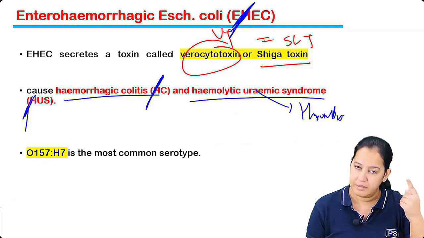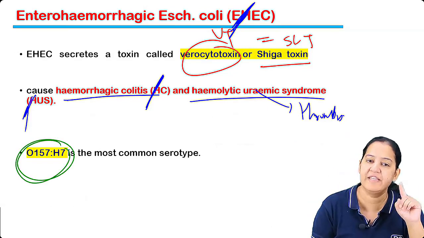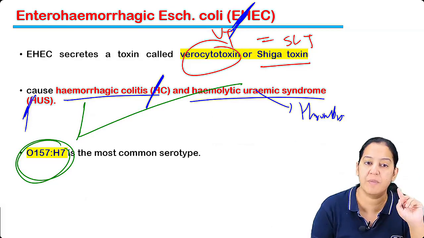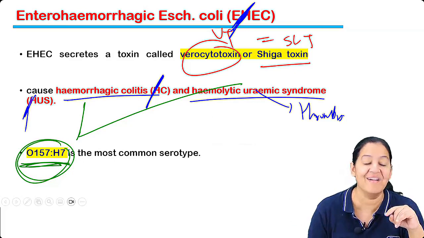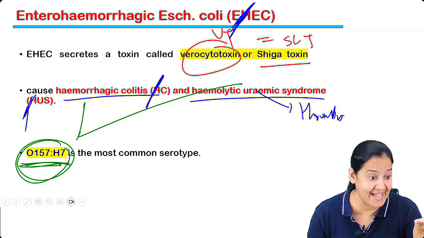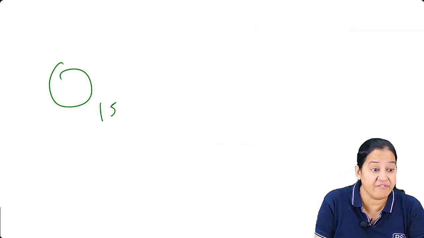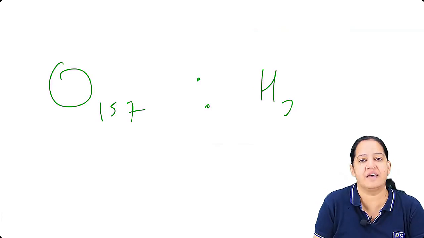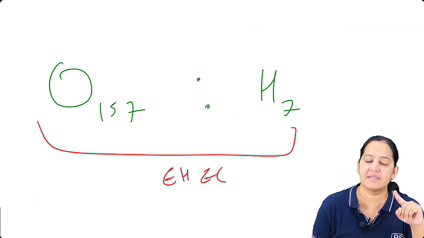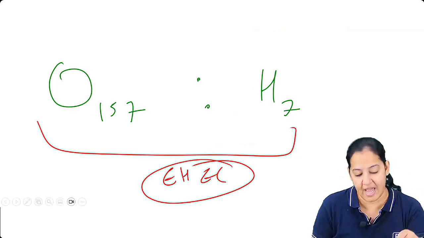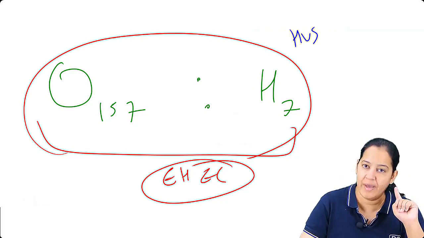Now, there is a special strain. I forgot to tell you which causes these two diseases. These two diseases are caused by O157H7. I told you there are millions of types of E. coli based on O, K, and H. So learn one type. What is the type? O157 and H7. First learn it is a type of enterohemorrhagic E. coli, a type of EHEC. And this is the most common strain which causes HUS and hemorrhagic colitis.